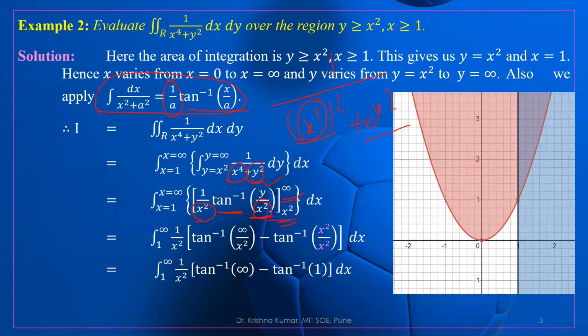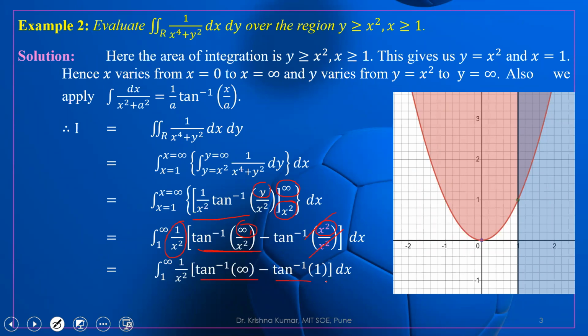So let us put the limit over here. If you put y equal to infinity, 1 upon x square is a constant, we have taken it outside. What is the value of y? It is infinity. We have substituted infinity. And for the lower limit, it is x square. So let us put y equal to x square. X square and x square will cancel, and tan inverse of infinity is pi by 2, and tan inverse of 1 is pi by 4.